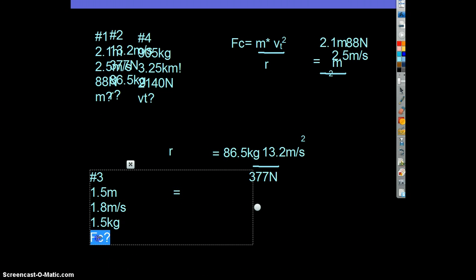Centripetal force goes there, and then all these guys just kind of come over here and do their work. 1.5 meters is our radius. 1.5 kilograms is our mass. 1.8 meters per second is our VT.